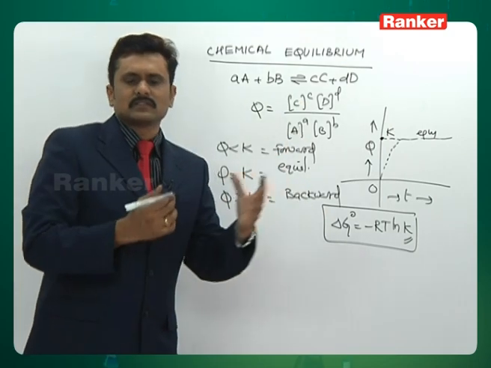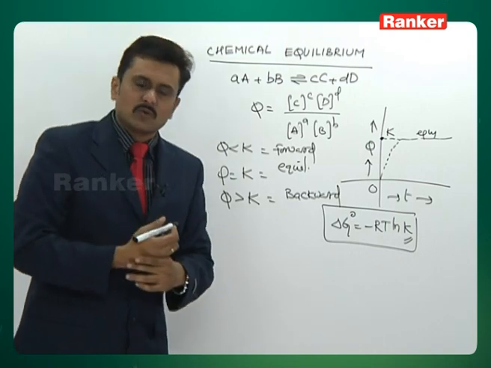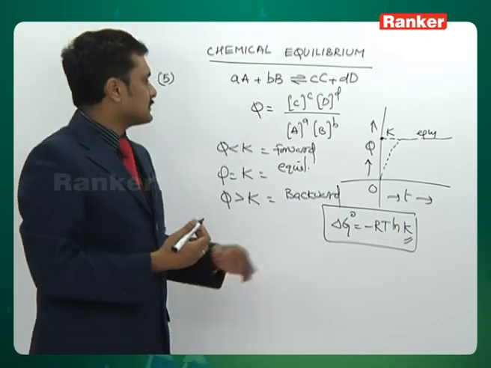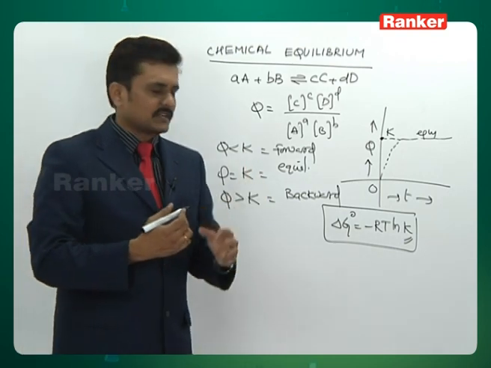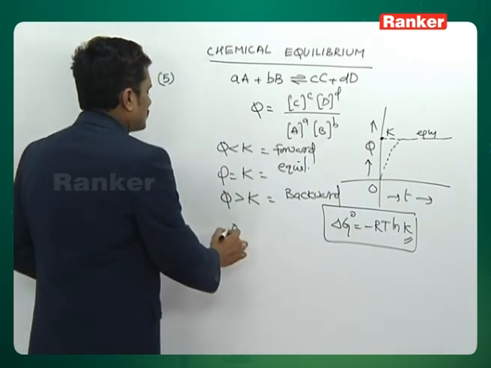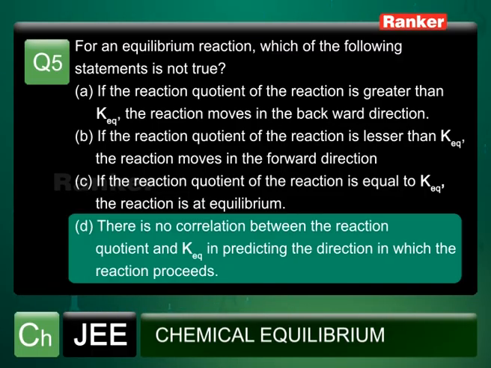Now by mapping these two, you say that the reaction can go either in the forward or backward direction depending upon the magnitude of these two, right? So it is wrong to say that there is no correlation. Absolutely there is correlation between these two. So therefore the incorrect statement for this question is option D.